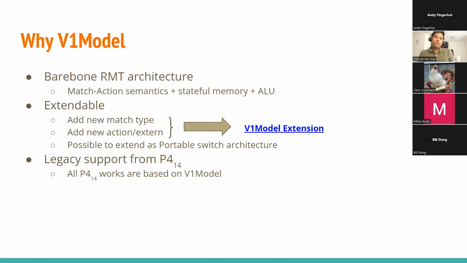Another reason is that currently P416 is the version going on, but there is a large number of research works that have used P4 version 14. We can convert a P414 program into P416, but P414 basically uses the V1Model. So if we use the V1Model as the compiler backend, all the people can port their P414 programs into P416 and use my compiler backend. That's why I went with the V1Model.